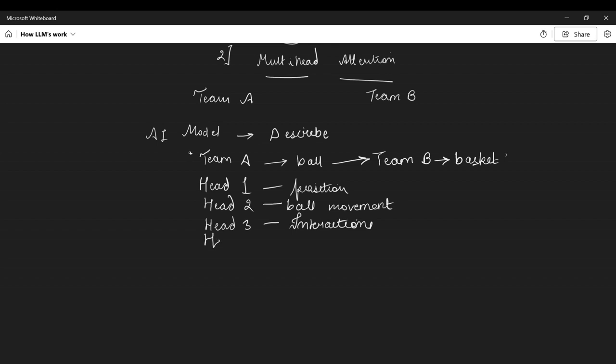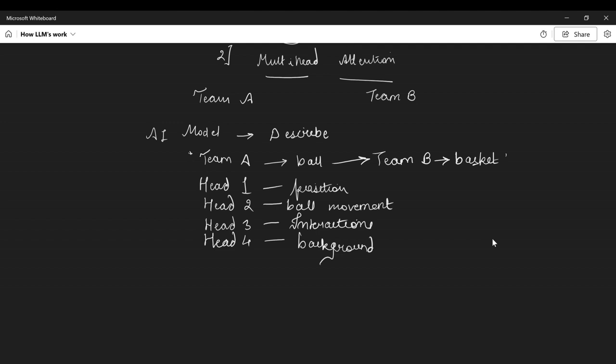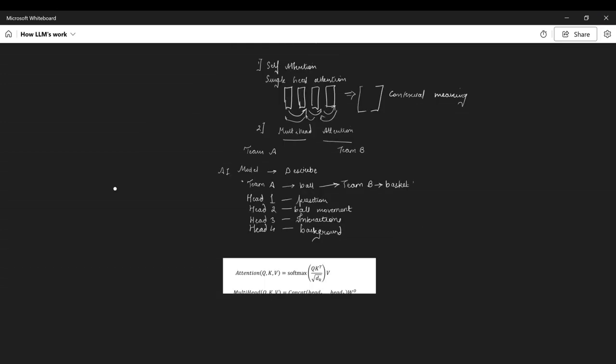And head 4 watches the background or the context, that this action is near the basket area. Each head pays attention to different relationships within the same frame or sequence of frames. When all the heads' outputs are combined, the model gets a complete understanding of the play. It can generate a description like: the team A passed the ball to the teammates near the basket. If there was only one head, the model might focus just on the ball, missing the context of where or who is involved.